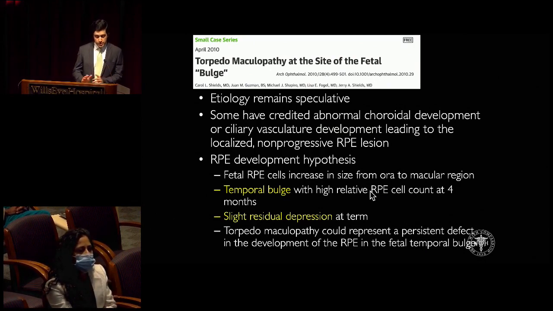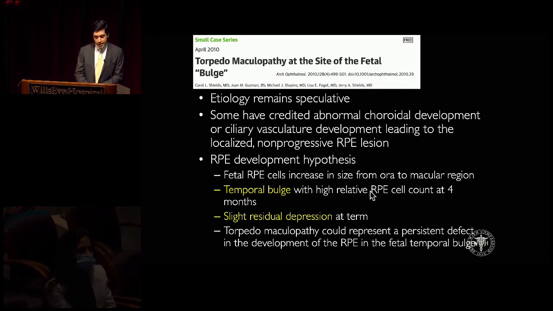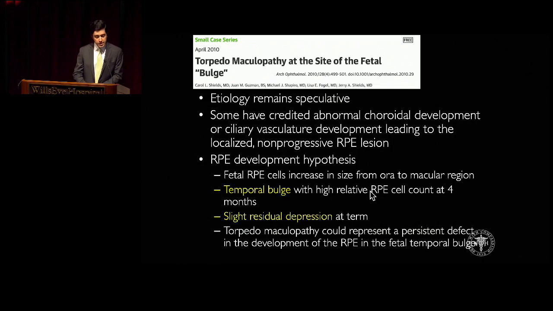size from the ora to the macular region throughout gestational development, and there tends to be a temporal bulge in the temporal macula with a relatively high RPE cell count around 4 months of gestation, and this evolves into this slight residual depression with normalization of the RPE cell count around term. It's thought that torpedo maculopathy could be the result of a persistent defect in the development phase of the RPE at this location of the temporal bulge. Yeah, that information comes from Barbara Streeten.